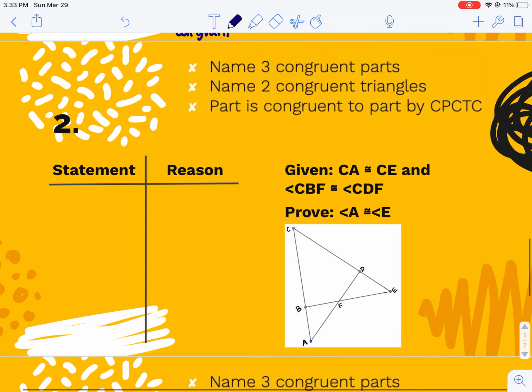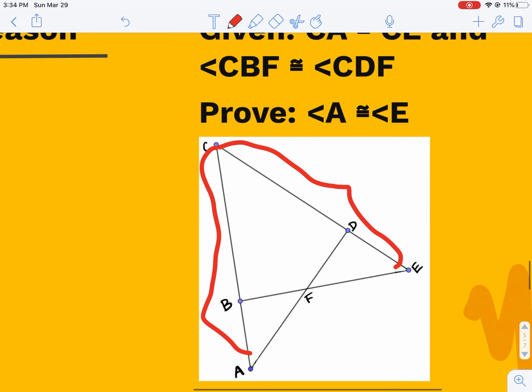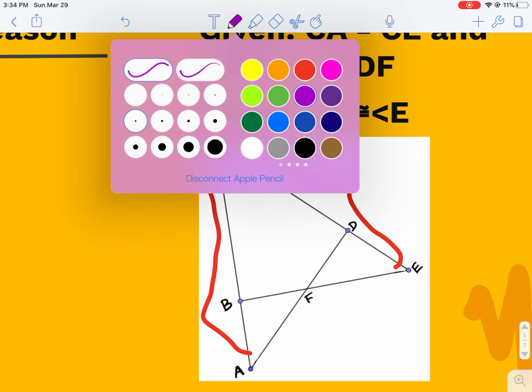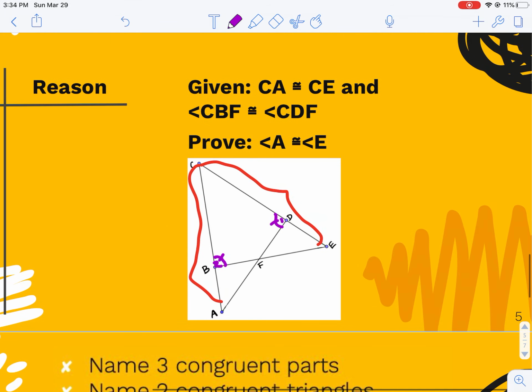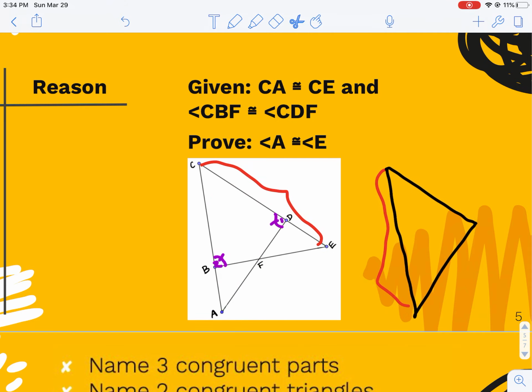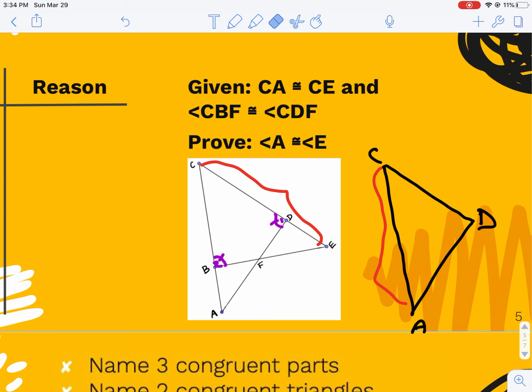All right, we're going to do another one. This time we know CA equals CE. So this whole side and this whole side. And angle CBF equals angle CDF. So this angle and this angle, I'm going to put a little 1 and a little 2 in there. And then I'm going to actually split these triangles up. So I have a triangle like this, where this is C, D, A.